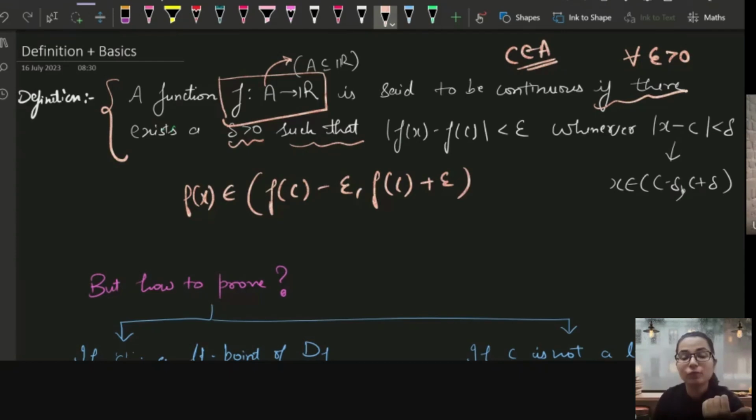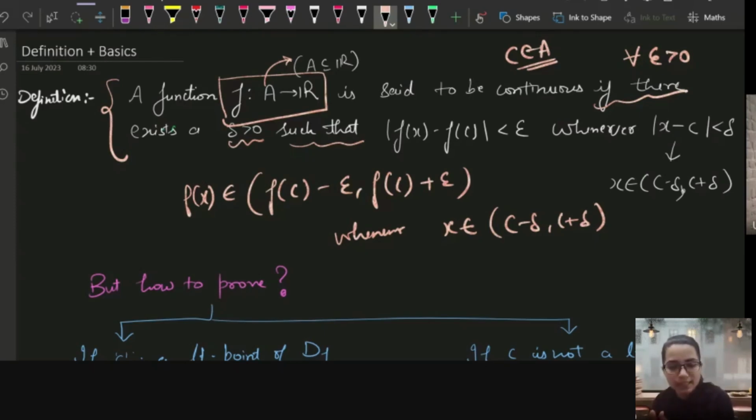whenever x belongs to this interval C minus delta to C plus delta, whenever x is in the neighborhood of C, f(x) is in the neighborhood of f(C). So this is the most basic idea of continuity. No matter how small you choose your epsilon to be, we can always find a delta so that whenever x is in the neighborhood of C, f(x) is in the neighborhood of f(C).